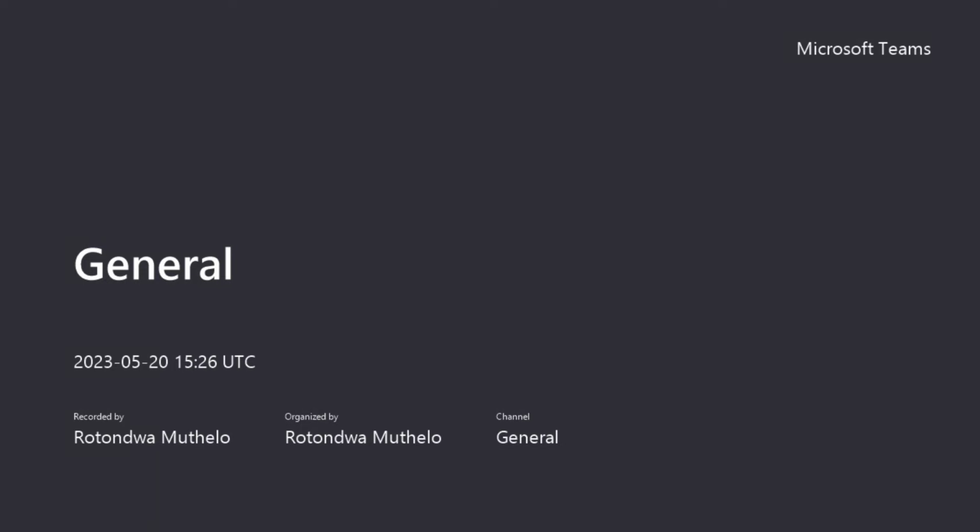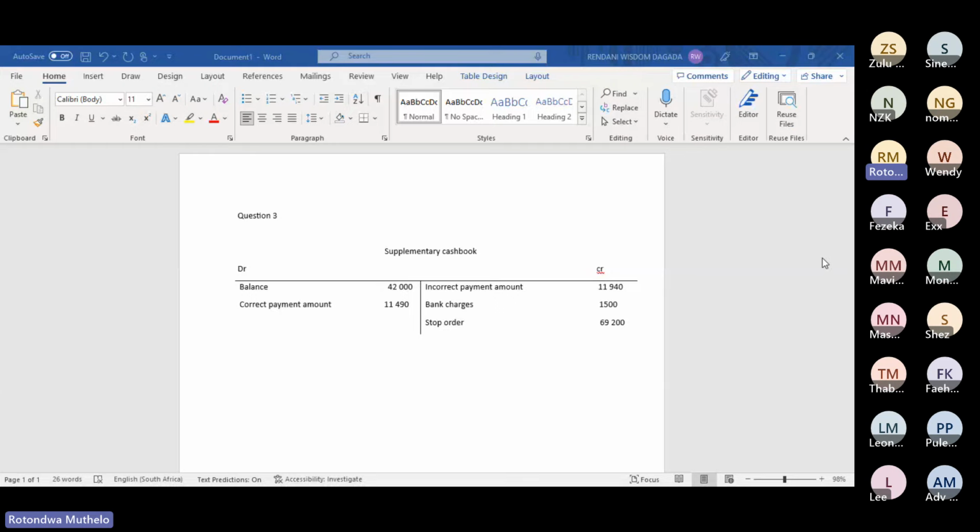Let's continue. We finished with the stop order. And then there's number 4, a trust deposit of 19,102 has erroneously been credited to the business account. Let's skip that one for now. Interest of 4,100 on the favorable bank balance has not been entered in the cash book.